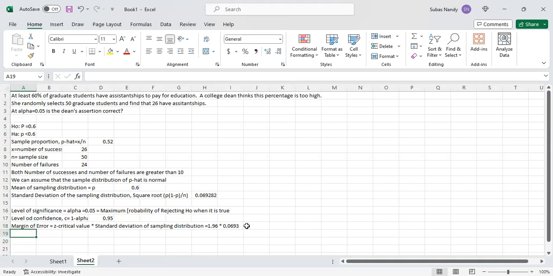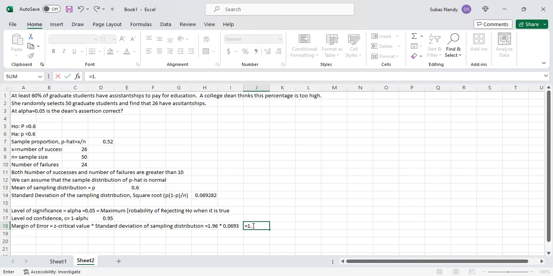Okay, so let's calculate that margin of error. The 1.96 is the critical value of Z for 95% confidence level. That is multiplied by the standard deviation of the sampling distribution, which is 0.0693. So 1.96 times 0.0693, and that works out to 0.135.